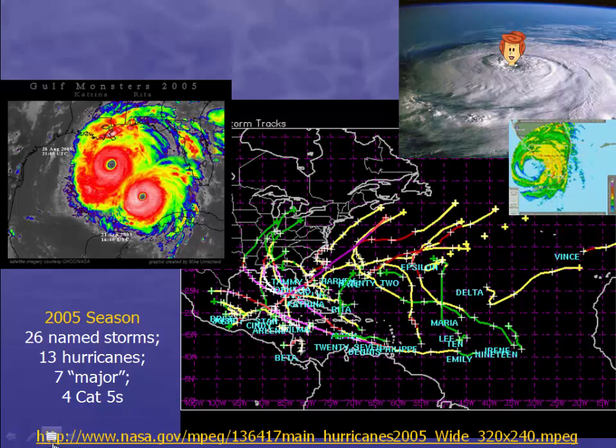And I invite you to visit this URL here at the bottom. This is an animation or a loop of all the hurricane activity from satellite in 2005. It's a really interesting animation that shows you the storms as they progressed.